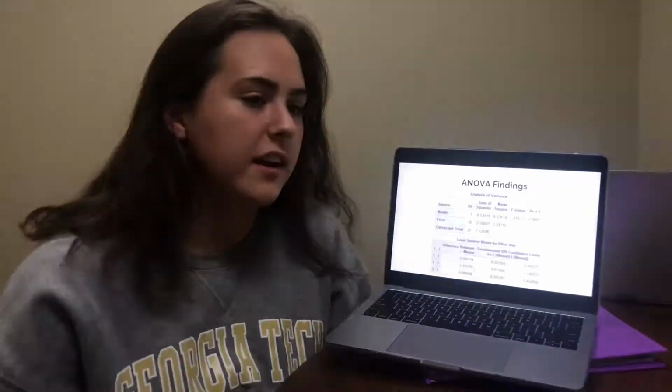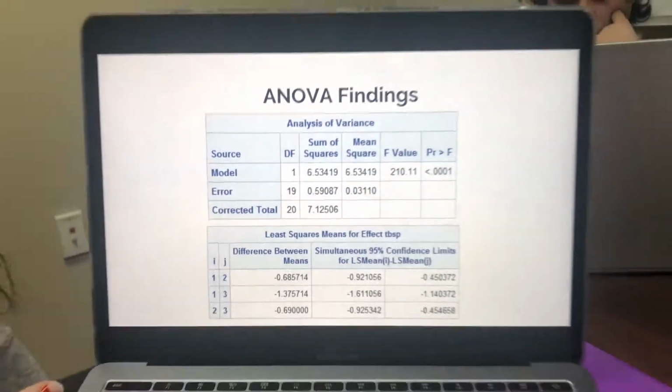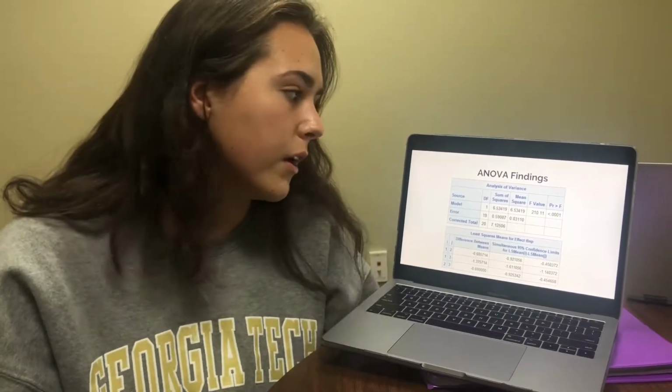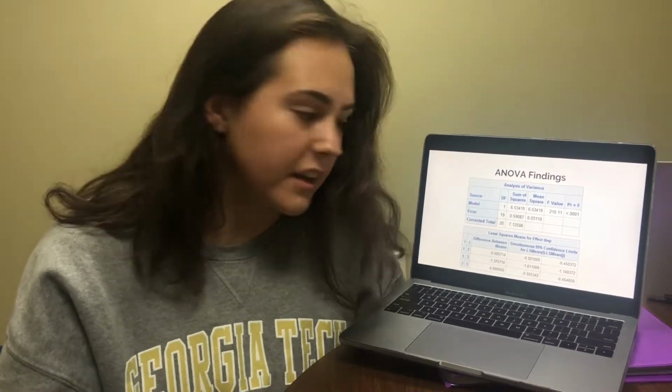Here we have our ANOVA findings. We see that the F value shows the difference in the findings is very significant and wouldn't happen in random conditions, because it is so large, being 210.11. And with a small p-value such as this one, this shows convincing evidence that there is a difference in mean boiling times in water based on how much salt was added.